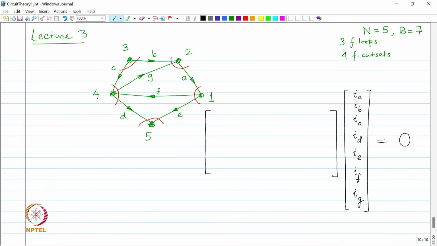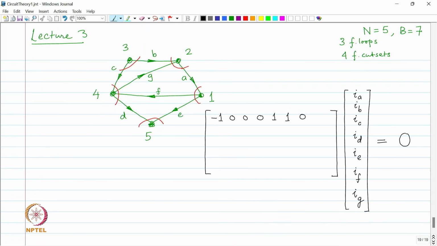Okay. So, let us just go to node number 1. At node number 1, you see that the total current going out of the node is minus I A plus I F plus I E. So, minus I A plus I E plus I F is equal to 0. Is this okay? Any questions?